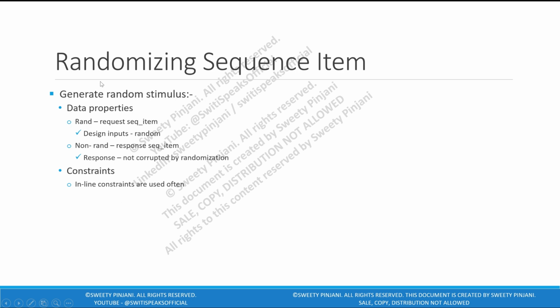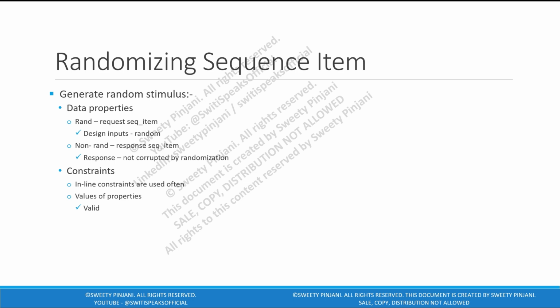These are the main points while randomizing the sequence. Request should be random. Response should not be random. And how do you randomize the request? By using the constraints. Mostly inline constraints are used. And the constraints will decide the value of your data properties. It can be your data, control, all those fields which we discussed. And you should ensure that these values are valid.